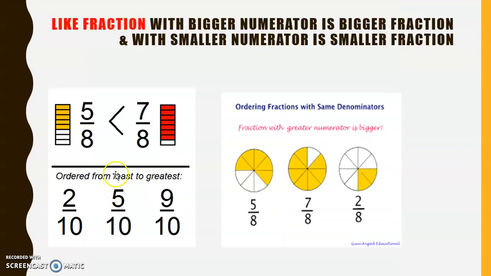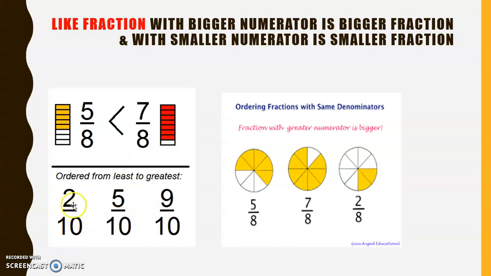Let me give you one more example here. You can see 5 upon 8 and 7 upon 8. In the picture also it's clearly visible that 5 parts out of 8 parts is smaller than 7 parts out of 8 parts. So the crocodile will always open his mouth towards the greater fraction. This is very clear. And let us arrange these numbers in ascending order.